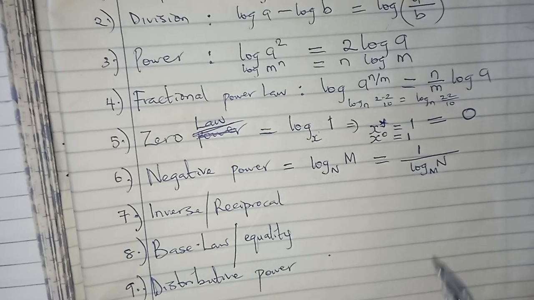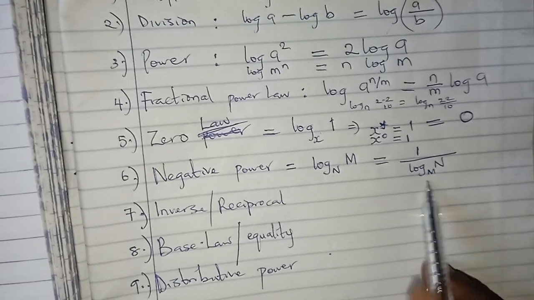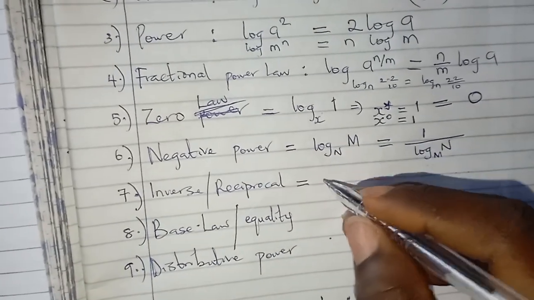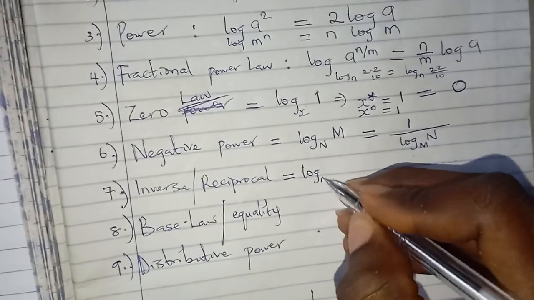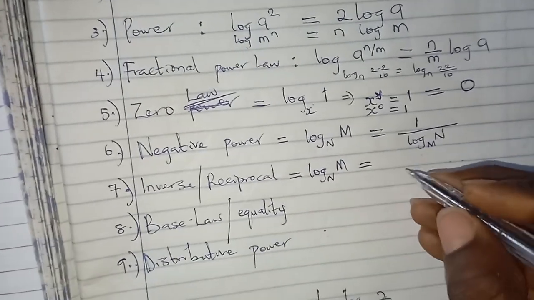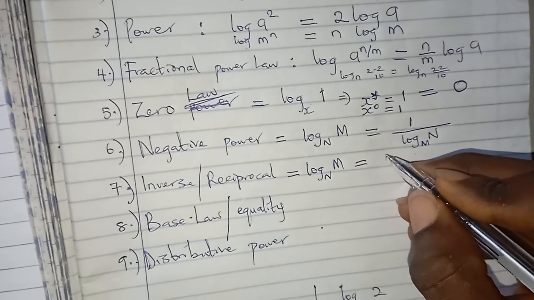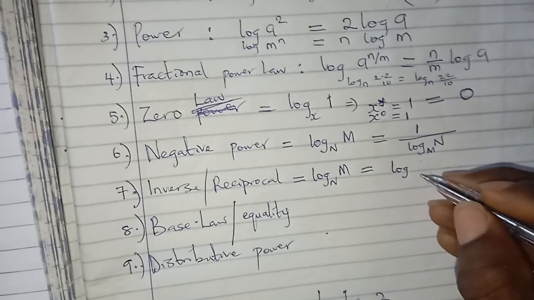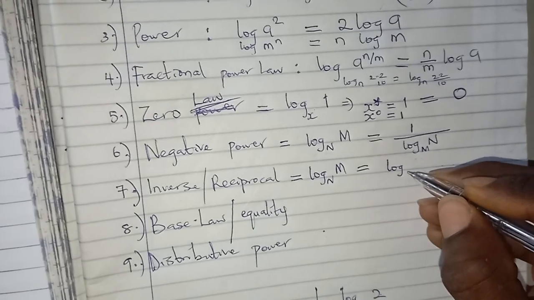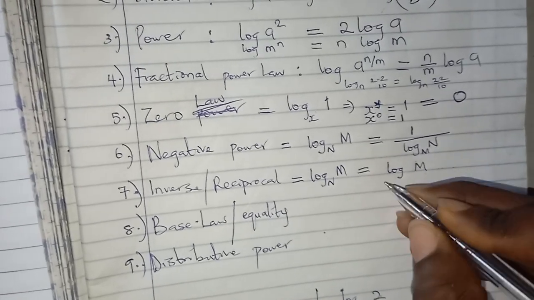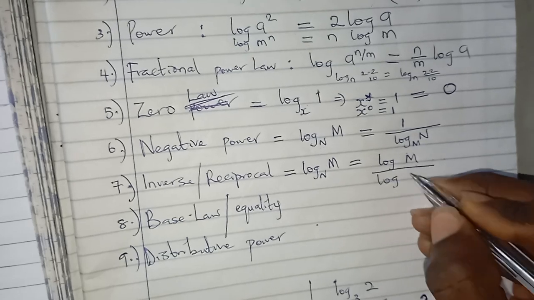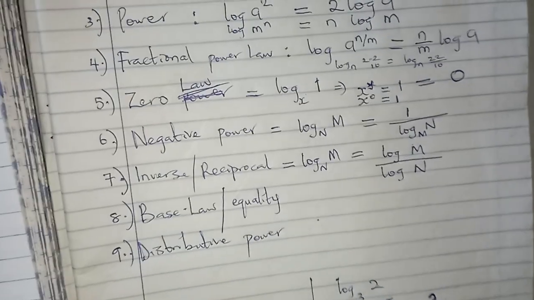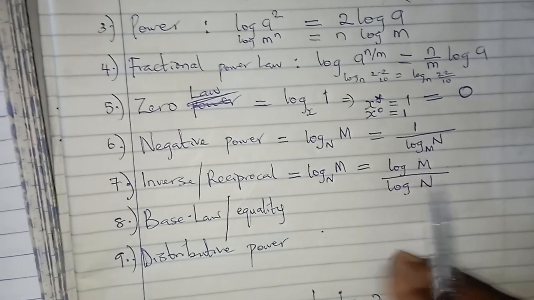So if I know this, the reciprocal or inverse law simply gives the same account. If I have log nm, this can also be the same thing as saying log to m all over log to n. So this is also the same thing.